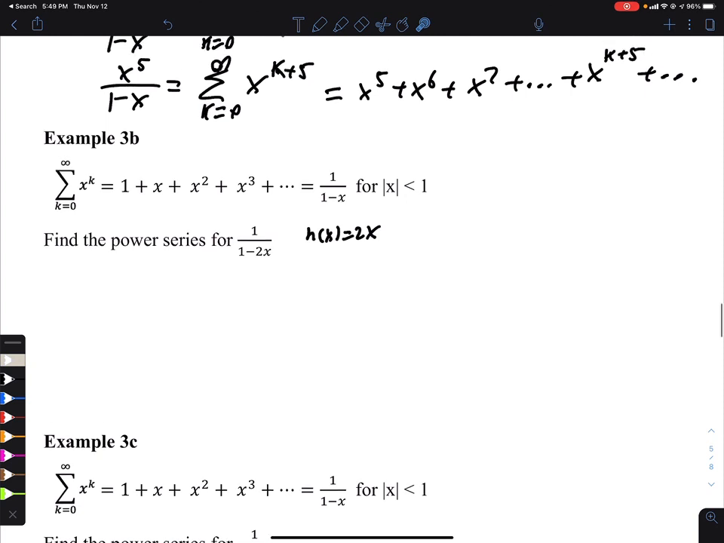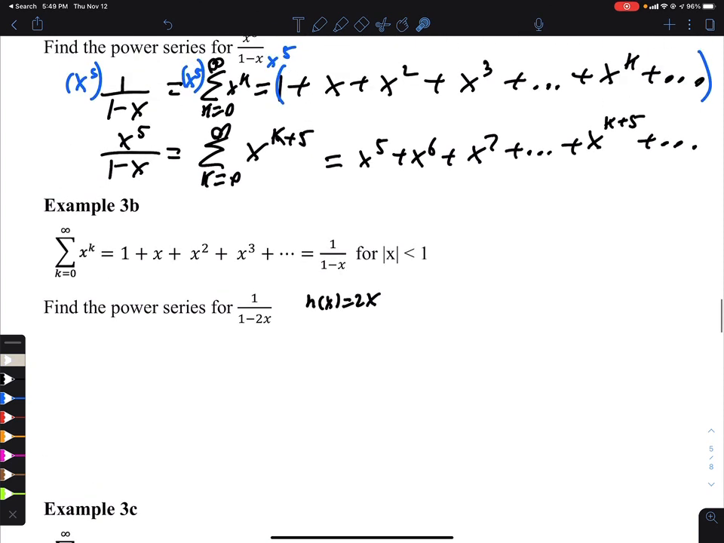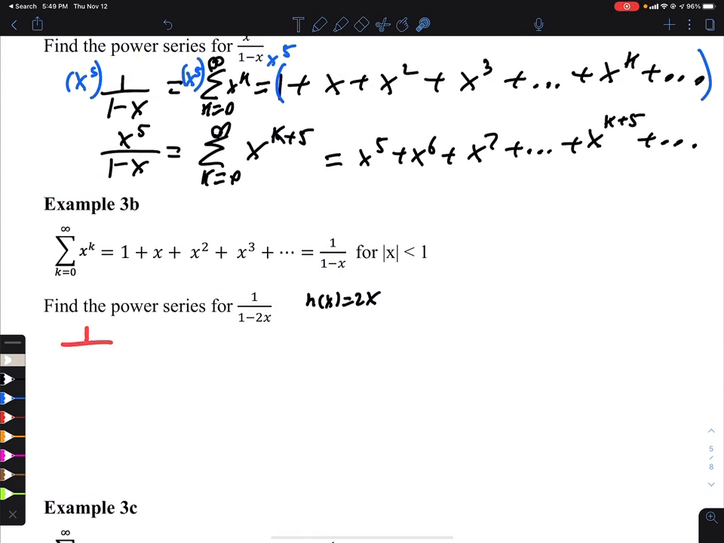So let's start with this, 1 over 1 minus x. We'll call that our f of x. So let me back up a little bit here.